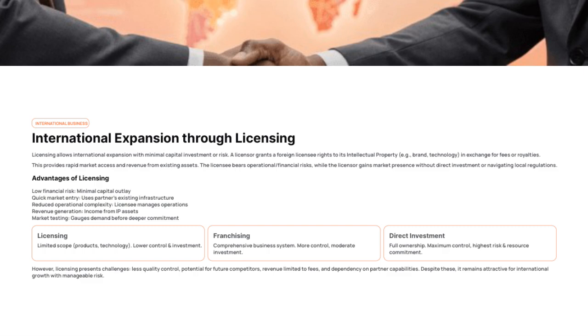So, in summary, licensing is a strategic choice for expanding internationally, especially when quick market access and minimal capital outlay are priorities. It's about leveraging your intellectual property to generate revenue while minimizing operational risks.